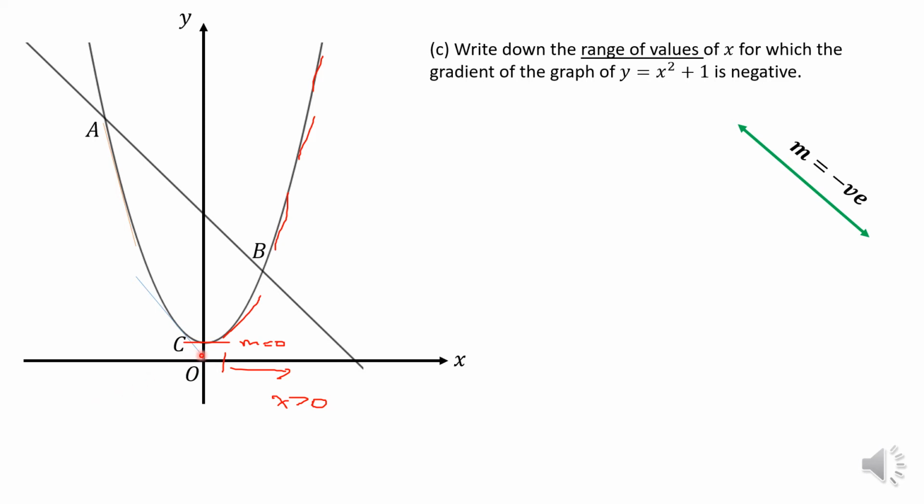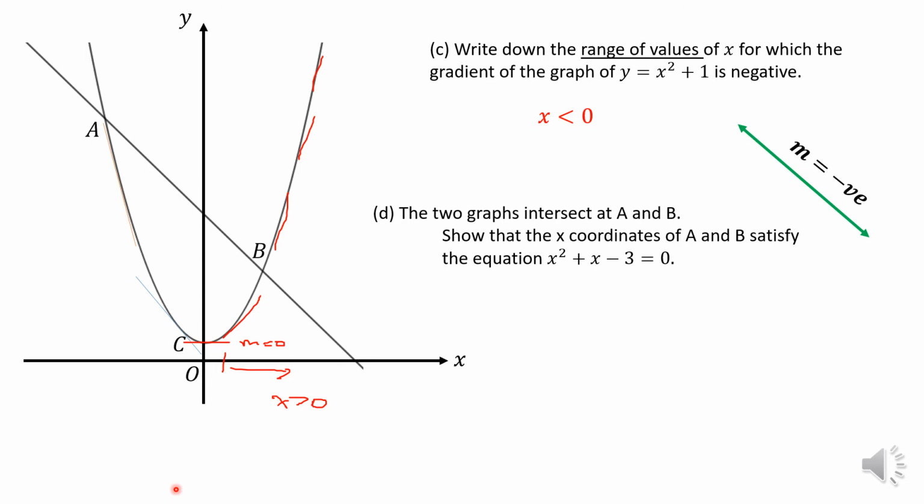So that tells me all the x values are negative, but not 0. That means values of x that are less than 0, like -1 and so on, or -0.5. As long as it's not equal to 0, because the gradient of a horizontal line is equal to 0, but we're looking for negative values, so it's going to be any point where x is less than 0, that means negative numbers.